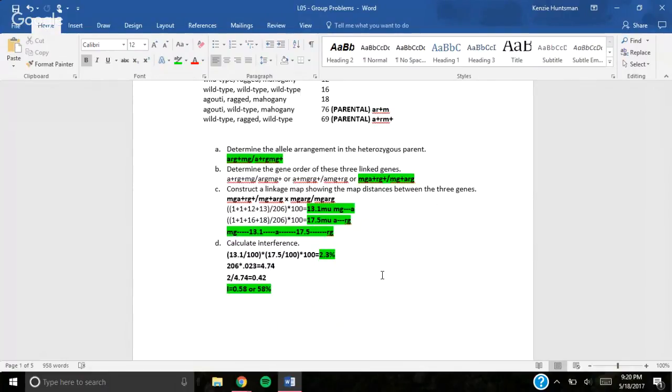And to calculate the interference, you take 13.1 divided by 100 times 17.5 divided by 100, and then multiply that again by 100, and that gives you 2.3%, which is how many should be double crossovers. So then you multiply that by your total number. So in this problem, 4.74 of the samples should have been double crossovers. But then we take what we did have, which was 2, divided by 4.74 equals 0.42. 1 minus 0.42, and that's where we get the 58%.